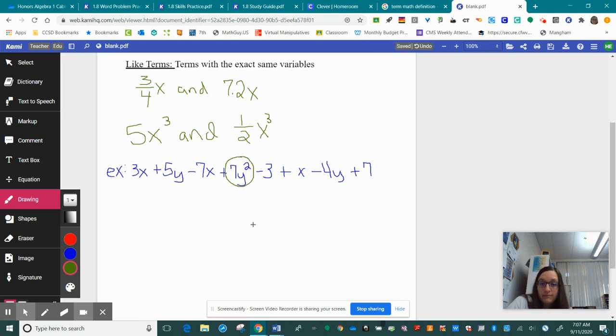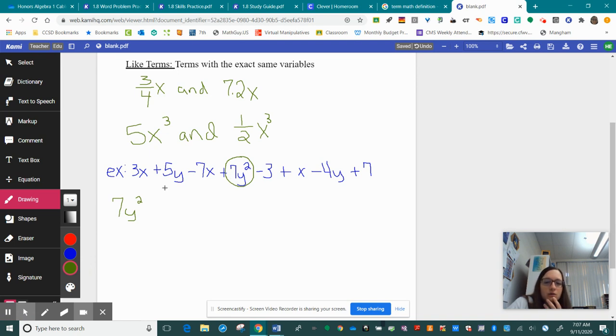That's going to go first. So we have 7y squared. So exponents outrank alphabetical. Then we can go to alphabetical order. That's how it goes. Okay, next. So we have our 7y squared first.